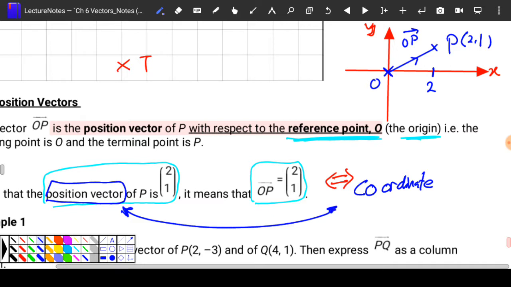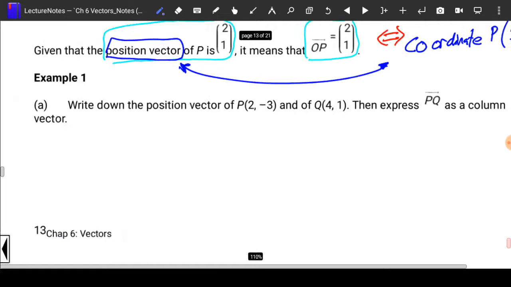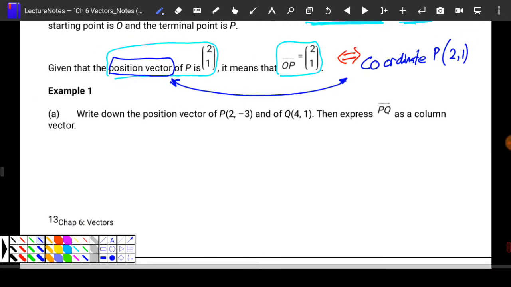Which means if I tell you position vector, do you know coordinate? Yes. Can you write down coordinate P is (2, 1). If I tell you coordinate, do you know the vector? Yes. It's 2 on top, then 1 at the bottom. Clear? This is very important. Alright, now the practice. Position vector is this.